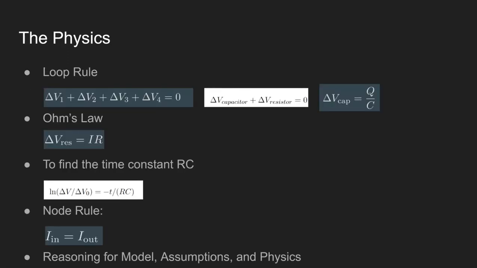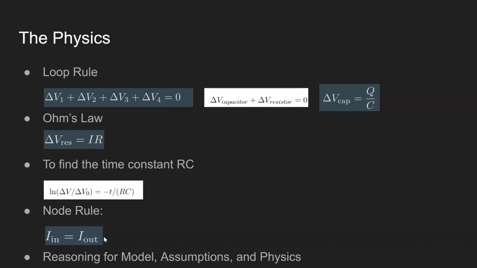Before observing the experiment, here are the fundamental principles and equations. The loop rule, which states that the sum of the potential differences of the components in a circuit is 0, was used to calculate the current of the circuit setup. To do this, the formula for the delta V of the capacitor and the Ohm's law for the resistor, as well as the node rule, were used.